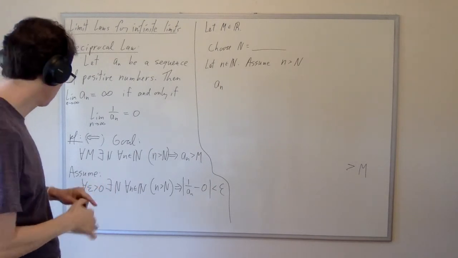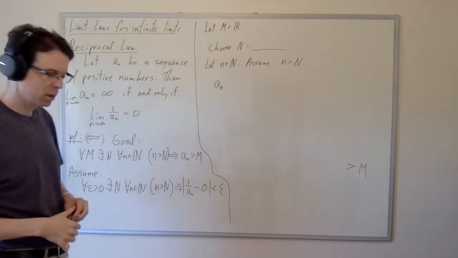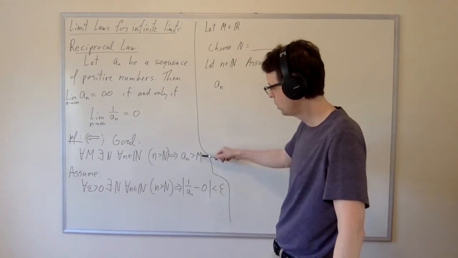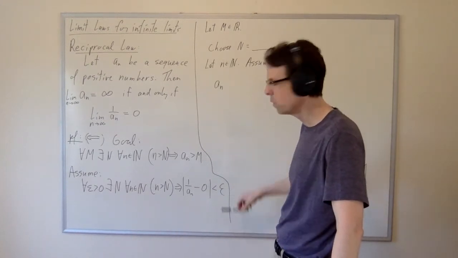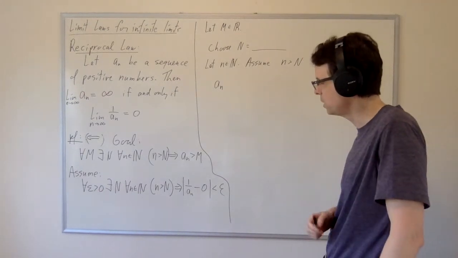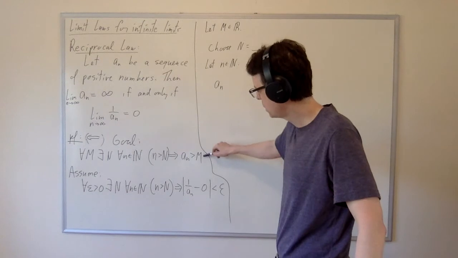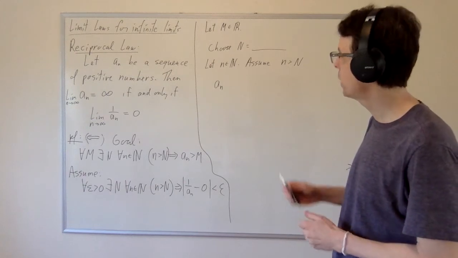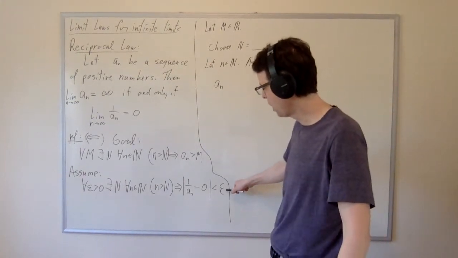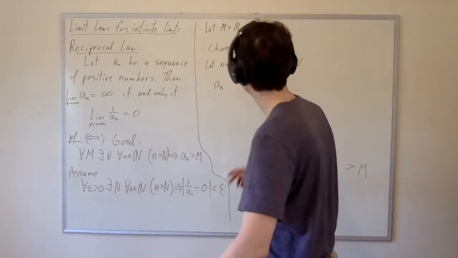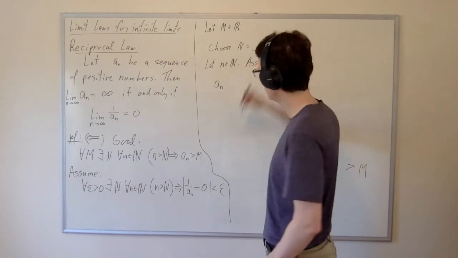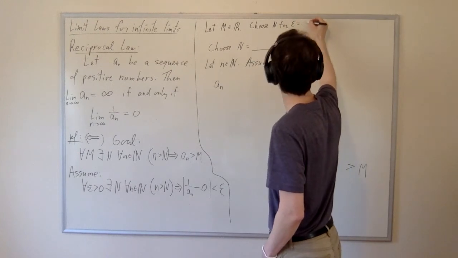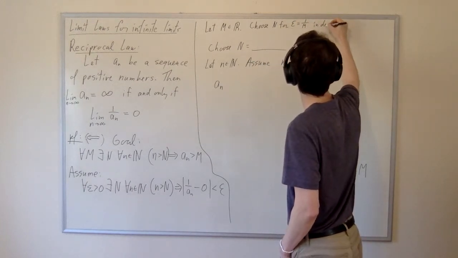Now, how on earth are we going to use this ugly assumption? Well, you've already seen from the forward direction that there seems to be a key relationship here between the value of cap M and the value of epsilon. And the relationship that was suggested by the last proof is that they themselves are reciprocals of one another. And so that suggests already what we should do in the first place. We should just apply this where epsilon is 1 over M. So let's actually go ahead and do that. And that will give us a choice of cap N.